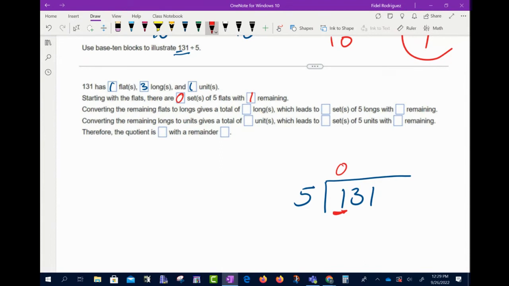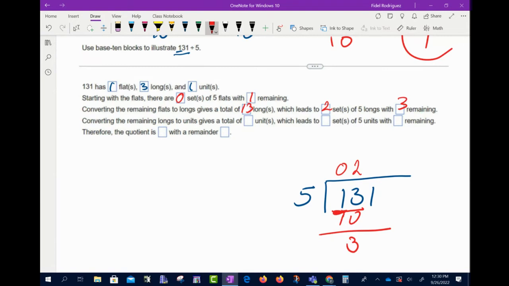Okay, now the next thing it says, look, we're going to convert the flats to longs. So when we do our division, don't we say how many times does 5 go into what? 13? Okay, so look, we're going to put a 13 right here. Now how many times does 5 go into 13 anyway? 5 times 2, right? So we're going to have 2. Okay, look, we're just going to do our division. When we subtract, how many are left over? So there's 3 left over, right? Okay.